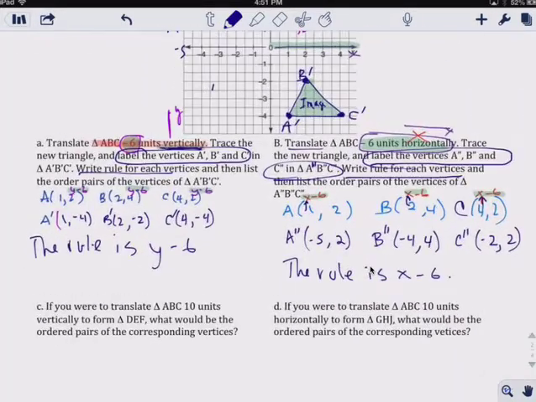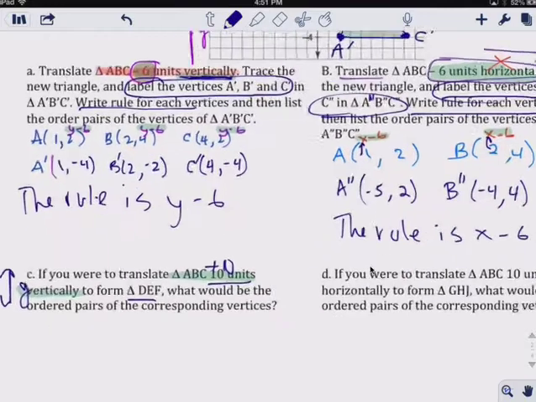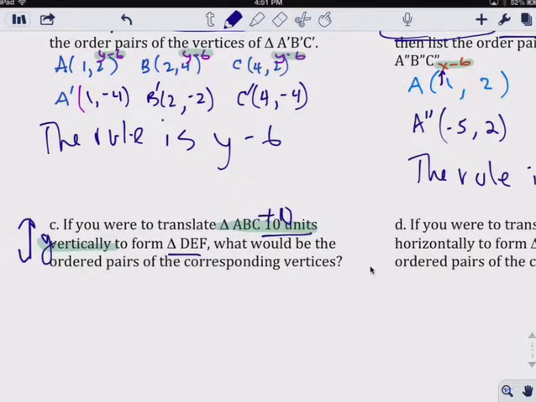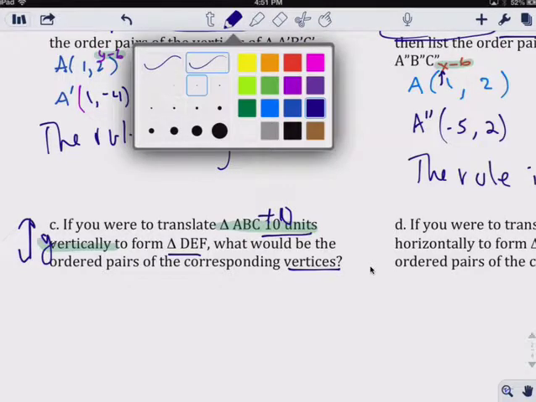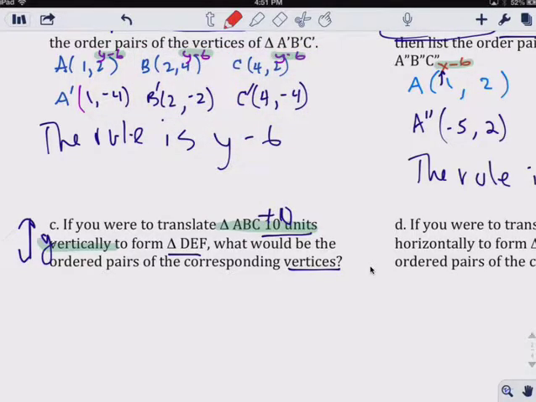Translate triangle ABC 10 units vertical. Now this is vertical right there. Vertical is your y. 10 units, that's a positive 10. And form triangle BDF. Okay, so what is the ordered pair of the corresponding vertices? We want to list the ordered pairs. What would be the ordered pair of the corresponding vertices?